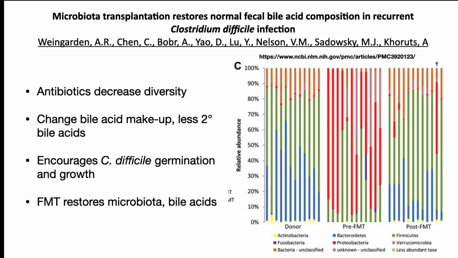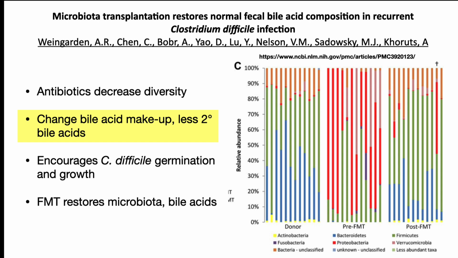This is a paper by Michael Sadowsky and his lab. What they found is that when you treat a patient with antibiotics, you decrease the diversity, because the antibiotics don't just kill whatever infection you're trying to treat, they also kill a bunch of organisms that are part of the normal microbiota. That changes the bile acid metabolism in your colon.